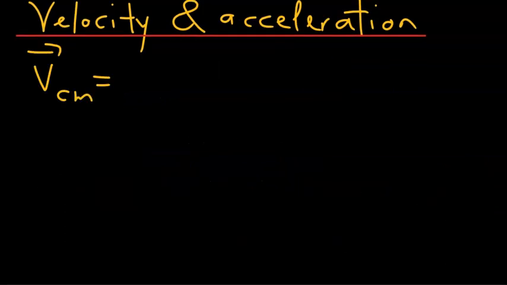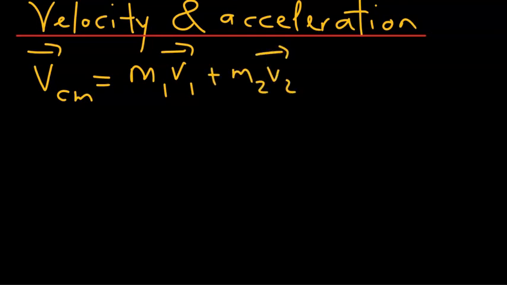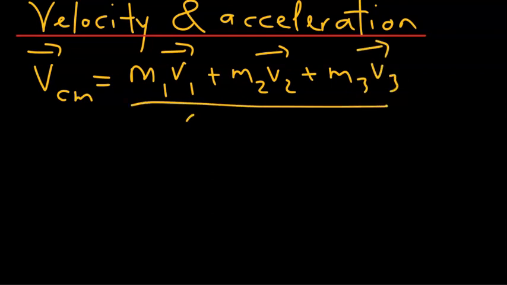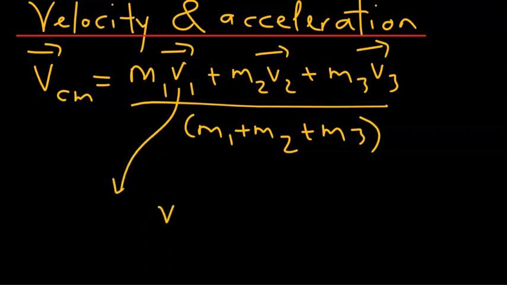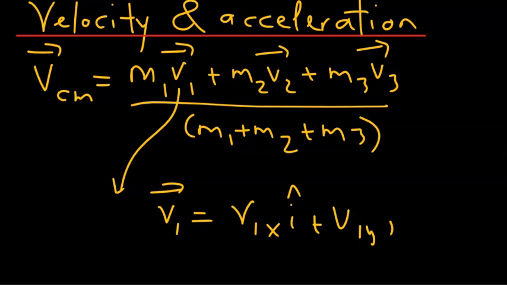Because velocity is a vector, we can write the final expression for the velocity vector of the center of mass in the following manner. So m1 v1, where v1 is the velocity vector of mass 1, m2 v2, m3 v3 over the total mass m1, m2, m3. It's understood that we have combined the x and y components that we wrote down earlier in this vector notation form, like that.